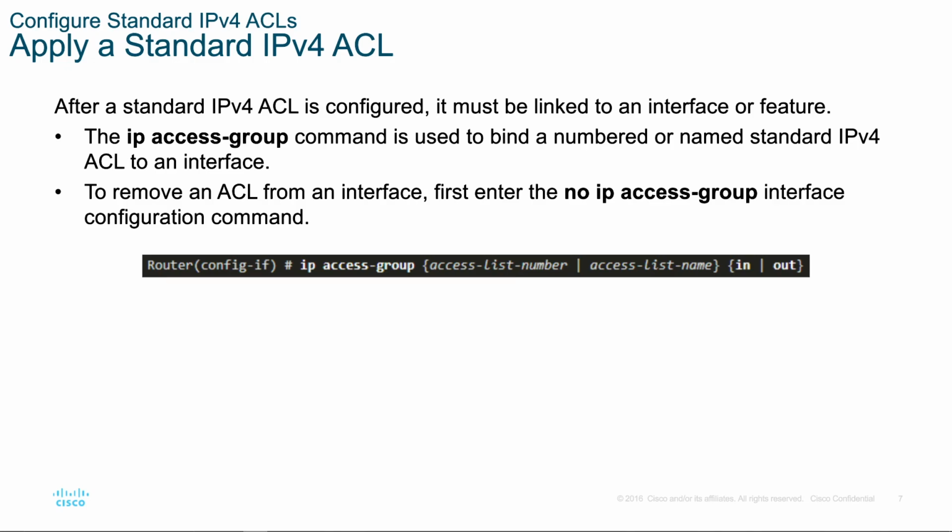We then go to the interface we wish to apply the access list to, and the command is IP access group, and then the identifier for whether it's a named or a number, and then the direction of the traffic that we wish to filter. So remember, when we're doing the direction, it's for the direction of the traffic entering or exiting the interface. Okay, so is it coming into the router or leaving the router on that interface? So inbound and outbound.